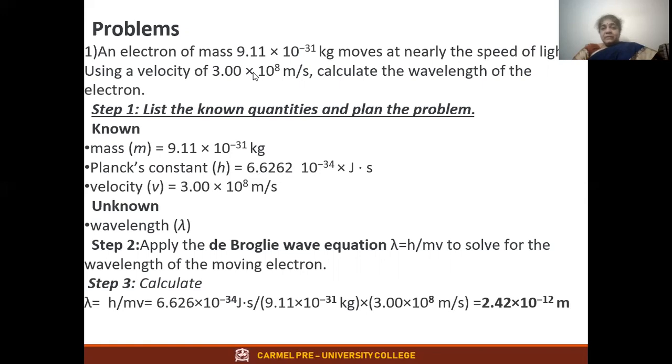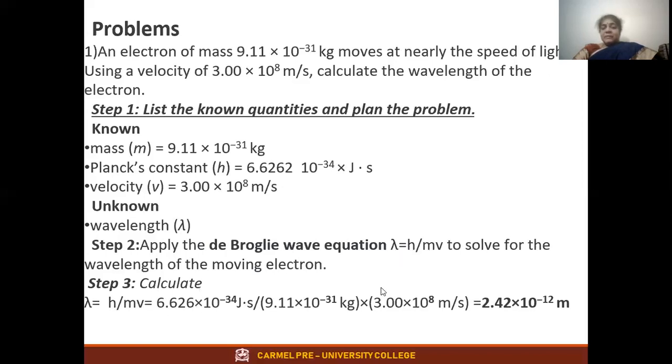You know the velocity of the electron. What is the velocity given here? 3 into 10 power 8 meters per second. Then what do you need to calculate? Just read the problem and see what you need to calculate. You need to calculate the wavelength of the electron. So write the unknown as wavelength. What is the next step? Next, you should think about the formula you need to use. So step 2, apply the de Broglie equation: lambda is equal to h by mv. That's the formula you're going to use.